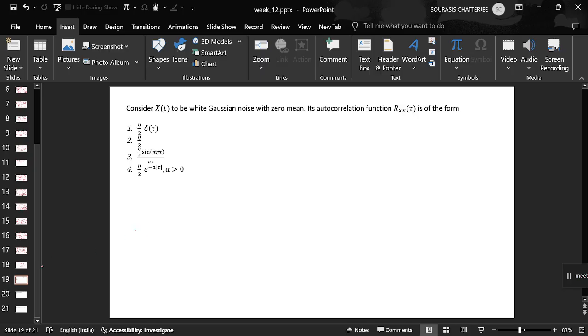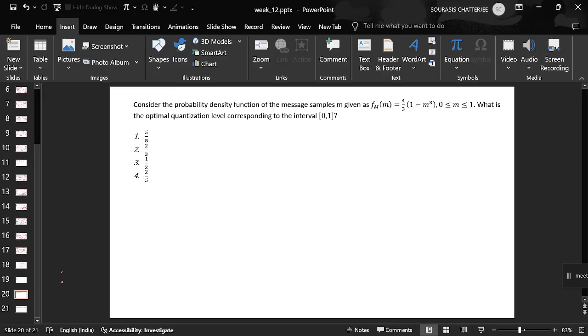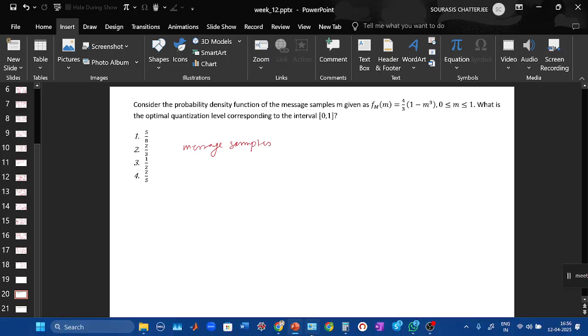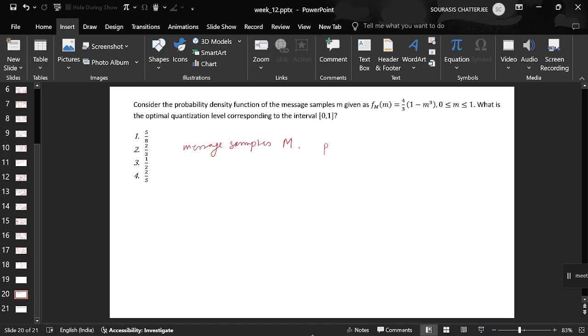Next is kind of trivial, so I'm not going to solve it, it's kind of evident. Okay, this one is something interesting, and this one is, I think, from a brief refreshing question based on the quantization level. So the structure remains same. We are given the probability density of the message sample. So we have message samples, which we denote as m, whose PDF is given as follows: 4 over 3 times 1 minus m cube, where 0 ≤ m ≤ 1. So what is the optimal quantization level corresponding to the interval 0 and 1?